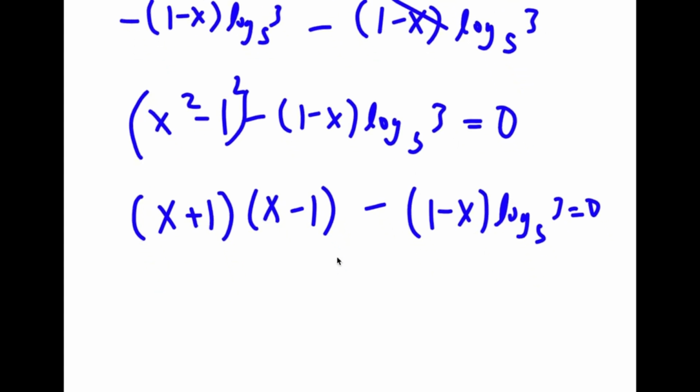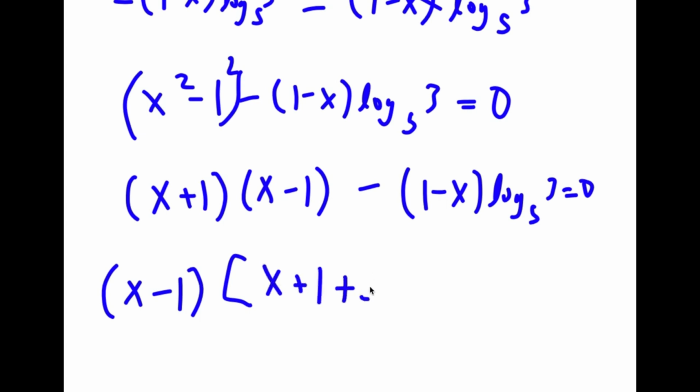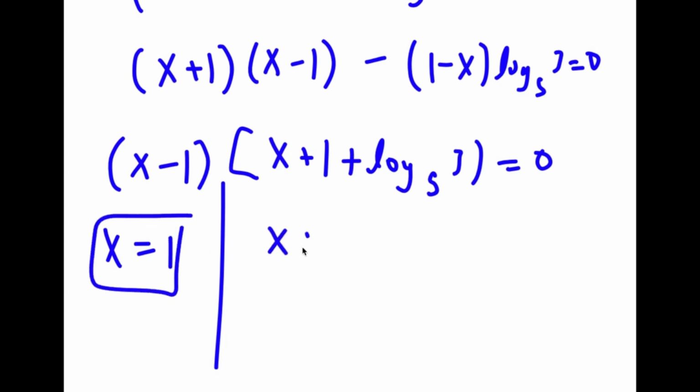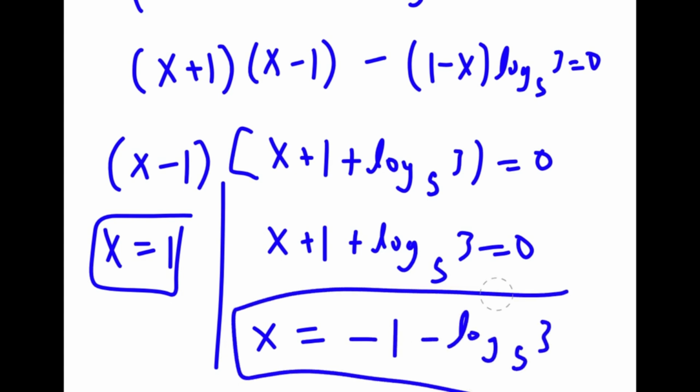And now if I factor out x minus 1, I get x minus 1 times x plus 1 plus log base 5 of 3 is equal to 0. So now this gives me two equations. I have x minus 1 equals 0, meaning x is equal to 1, and I have x plus 1 plus log base 5 of 3 is equal to 0, which means that x is equal to negative 1 minus log base 5 of 3. So these are my two solutions.